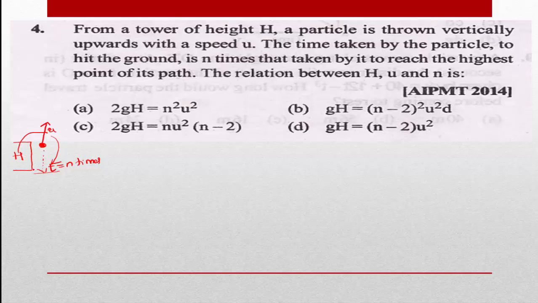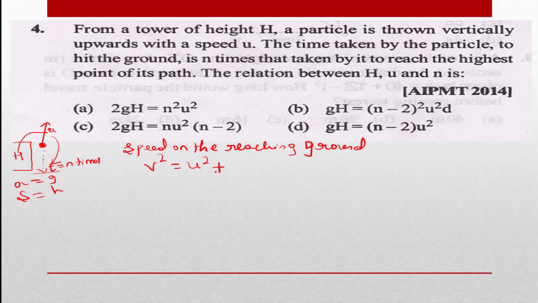The object has to come back to the ground, so a equals g and s equals h. We have to calculate the speed on reaching the ground. We know the formula: v square is equal to u square plus 2as. Here a is g and s equals h.